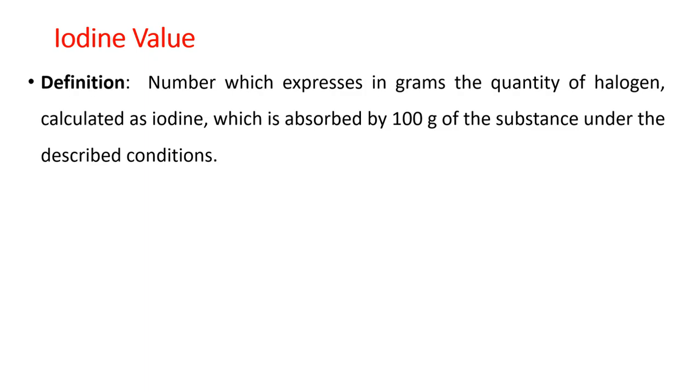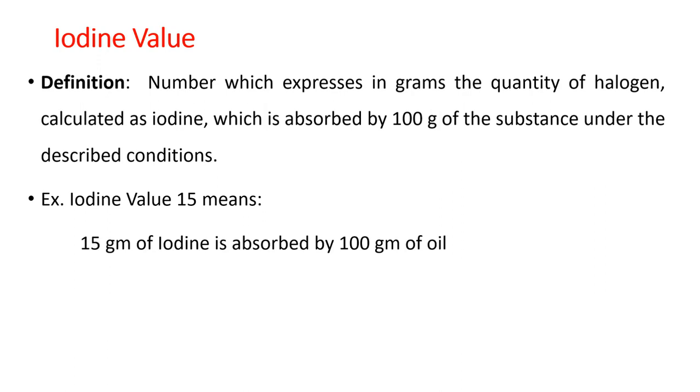Iodine value is basically the number of grams of iodine consumed by fat or oil, which is taken as, suppose, 100 grams. That means if 100 grams of fat or oil consumes, suppose, 15 grams of iodine, then the iodine value will be 15. Or in other words, if we get an iodine value of 15, that indicates 15 grams of iodine was consumed by 100 grams of oil.